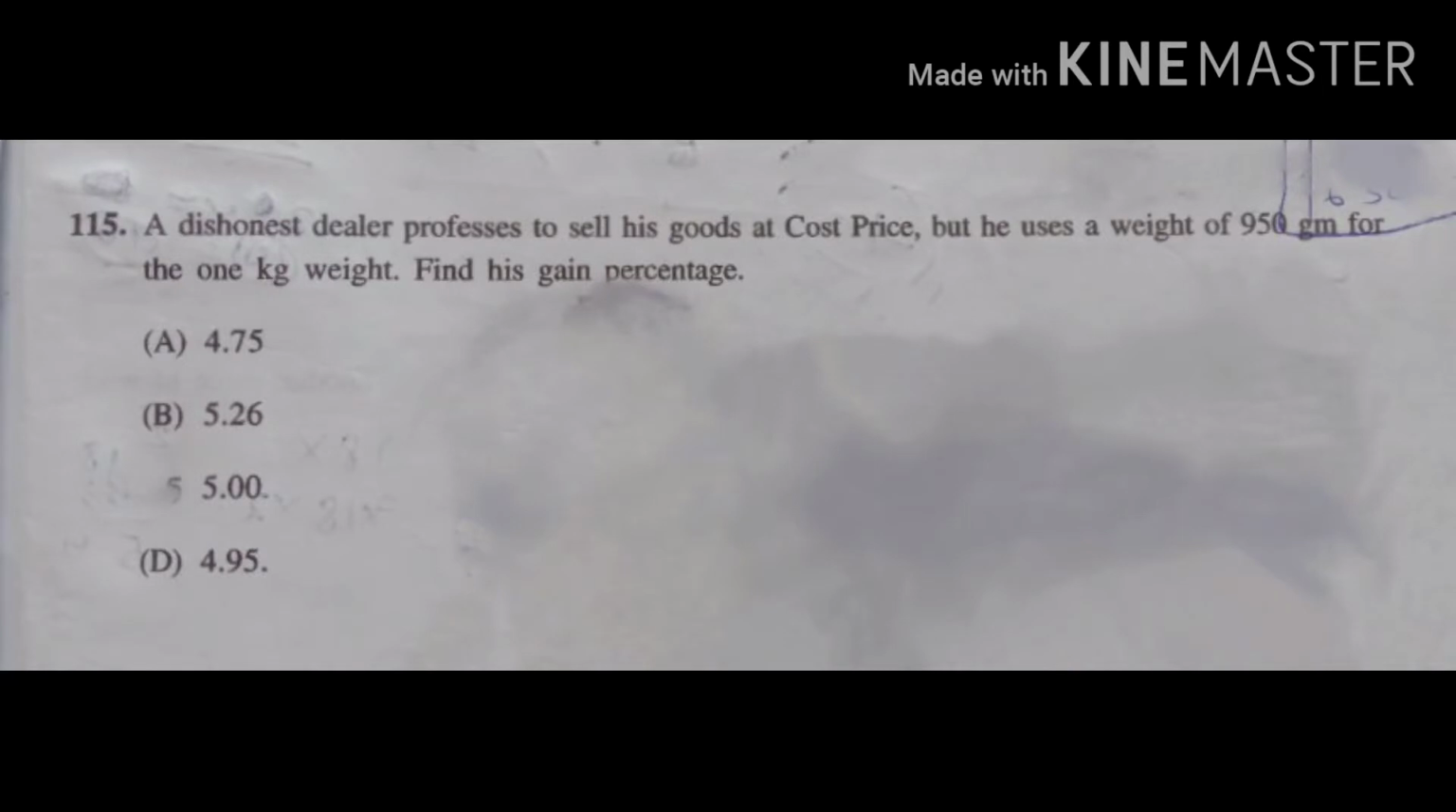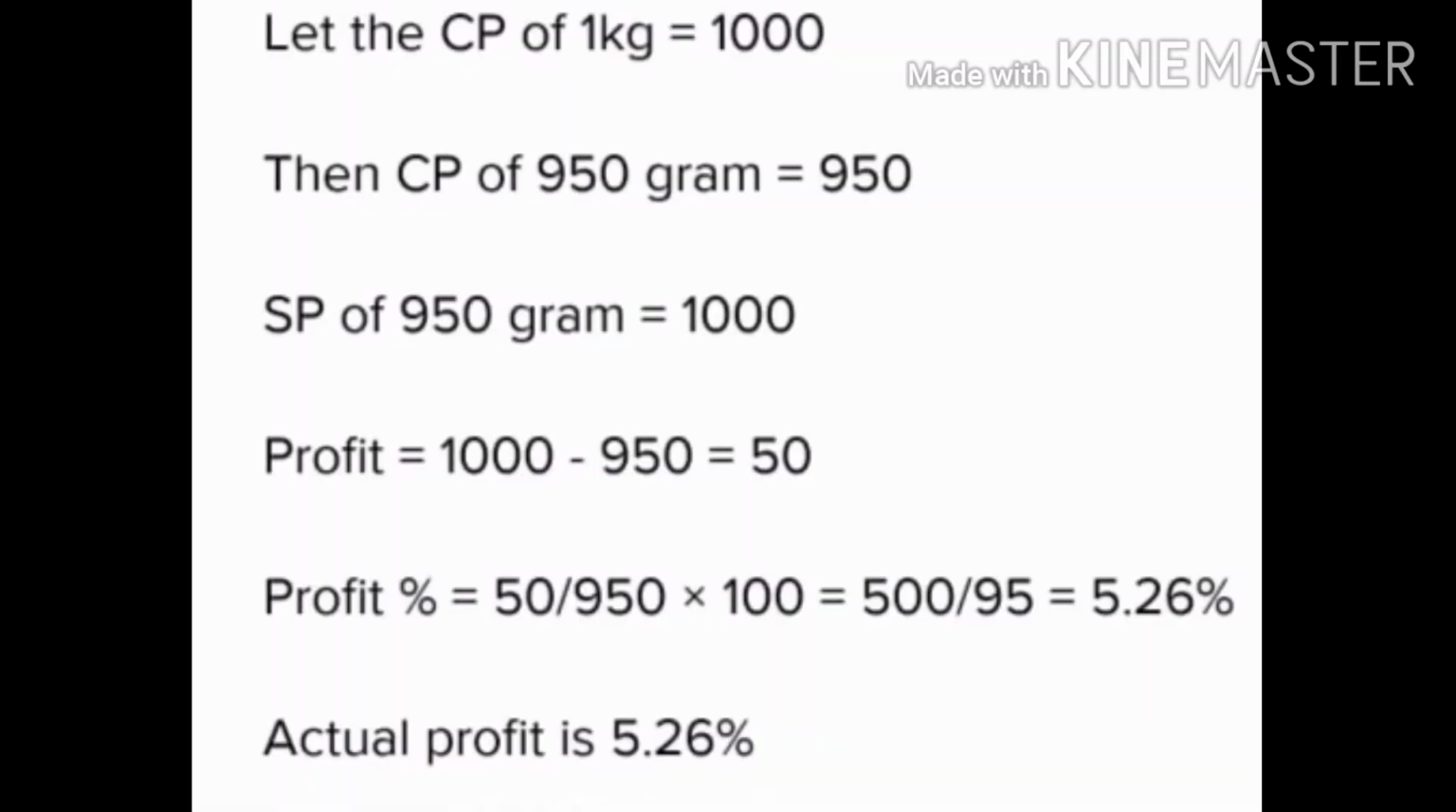A dishonest dealer professes to sell his goods at cost price, but he uses a weight of 950 grams for 1 kg weight. Find his gain percentage. Options are 4.75, 5.26, 5.0, 4.95.